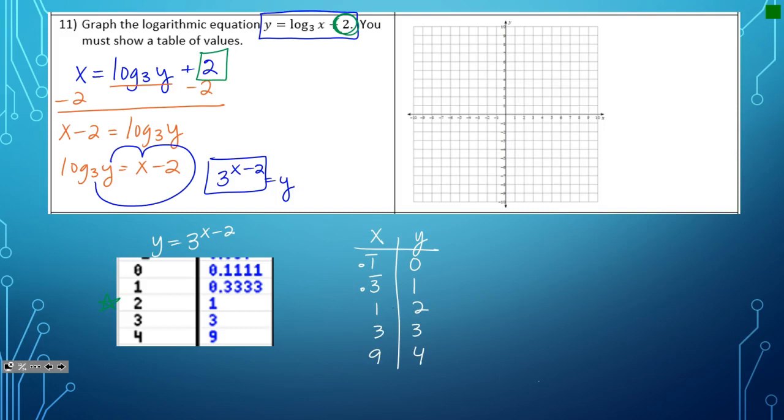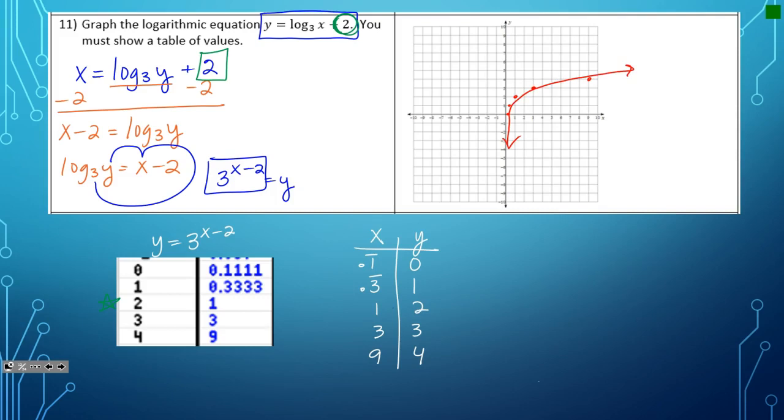Okay, so these points right here that I just wrote down in white, those are the points that we want to plot, and that's going to give us our correct graph. So I'm going to plot those points in red. All right, so I'm going to have 0.1 and then 0, 0.31, 1, 2, 3, 3, and then 9, 4. So this is what my graph looks like.